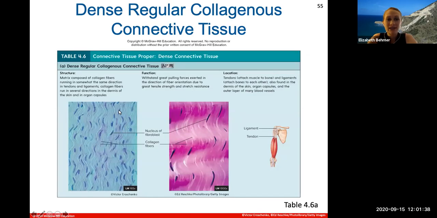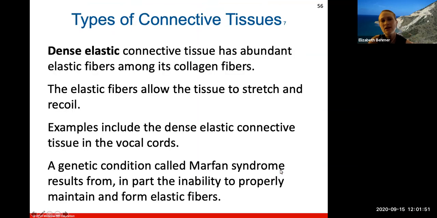So here is dense regular. You can see the collagen fibers, they look kind of like layers of spaghetti. They're really nicely stacked on top of each other, very parallel, so they're very strong. So they'll form the ligaments, the tendons.